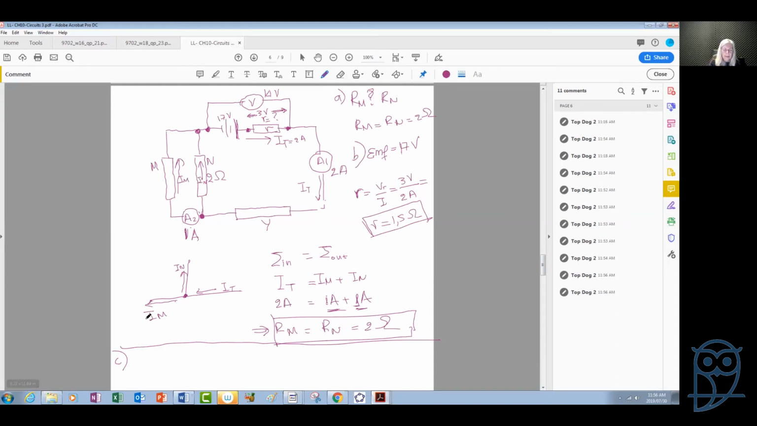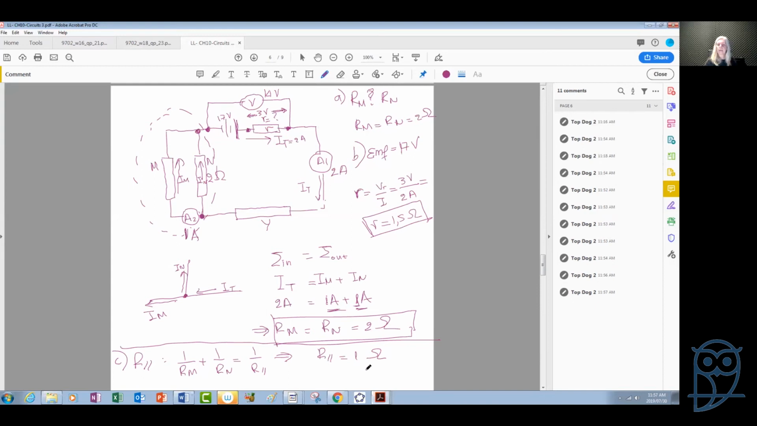We need to find the equivalent resistance here. Let's say this, the equivalent resistance of this parallel branch. Let's write it as R parallel. How do we find this? It's 1 over Rm plus 1 over Rn. That will be this equivalent resistance here. But these two are equal. Even without calculations, I know that the equivalent resistance is half of one of them. So if we do the calculations here, we're going to find that R parallel is 1 ohm.